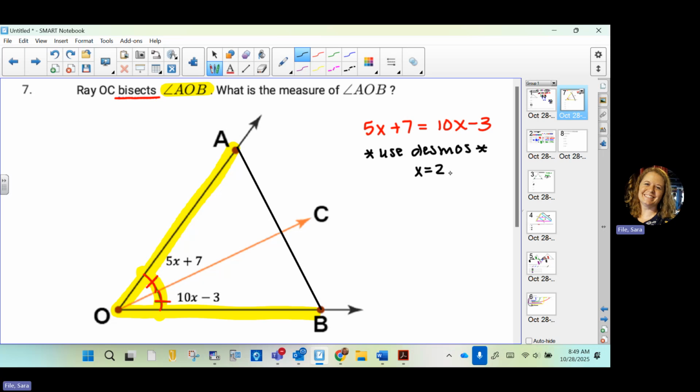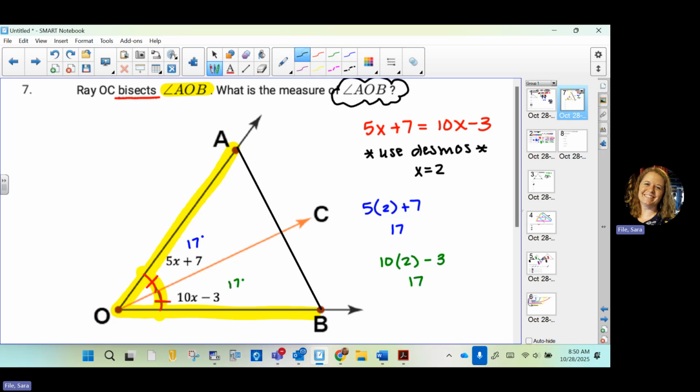Now, go back and read the question. Did they ask for x? No, they asked for the measure of angle OAB, which is the one we highlighted. So I need this entire angle. So I'm going to take that x and I'm going to plug it in for the two smaller angles. So 5 times 2 is 10, plus 7 is 17. So I get 17 for this one. Now, what should I get for this one also? I should also get 17. I'm going to double check it to make sure that we solved correctly. If I plug in my 2, 10 times 2 is 20, minus 3 is also 17.